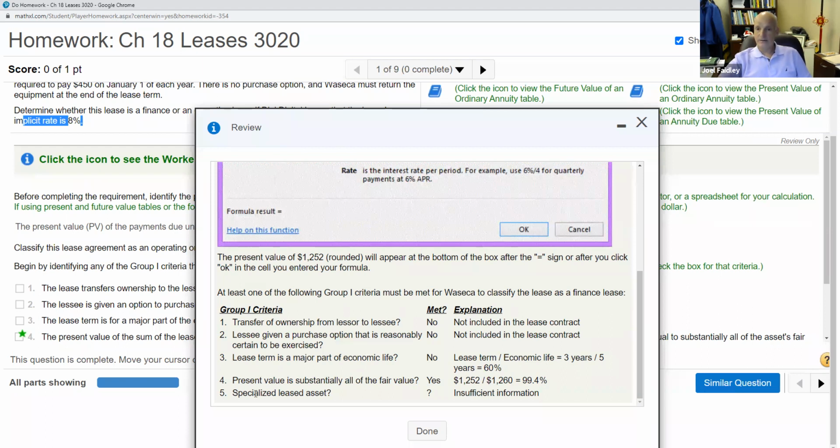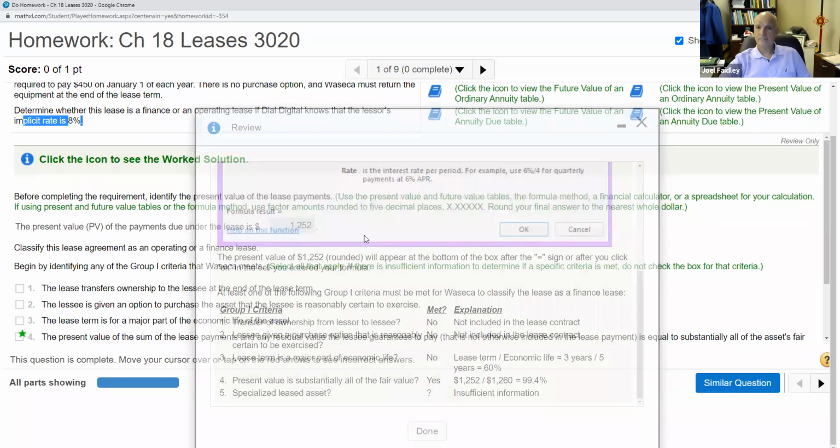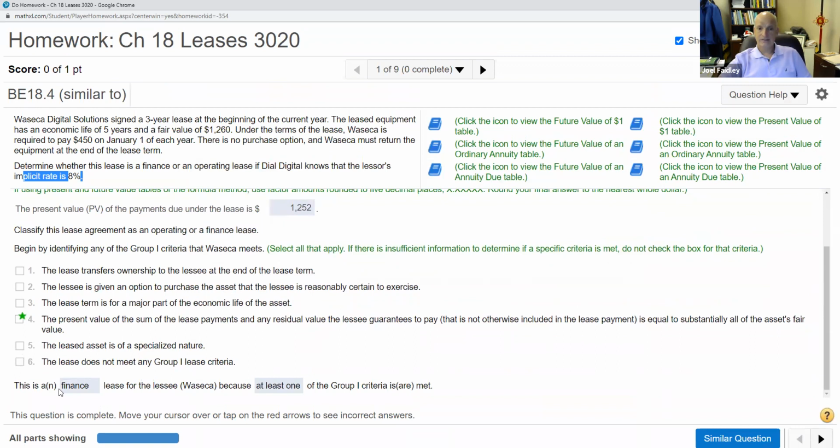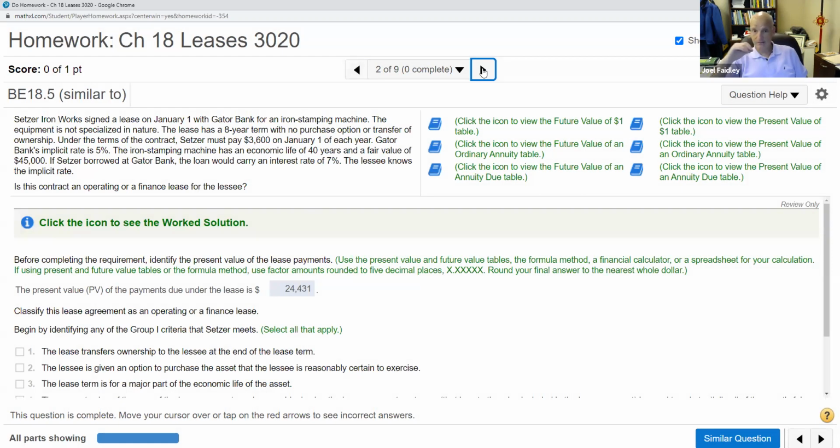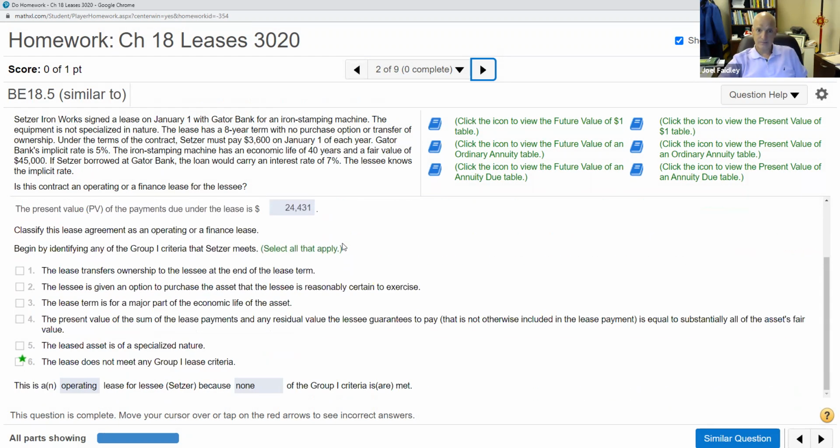And they've added a 5th item here now called, is it a specialized leased asset? Well, there's no information there. But regardless, it tells us the present value is substantially all of the fair value, right? Used to be 90% was the bright line calculation. So this tells us this is a finance lease for the lessee, because at least one of those group 1 criteria are met. There's group 2 criteria if this was whoever they're leasing this equipment from, but that's outside the scope of this exercise. All right, number 2, somewhat similar here.